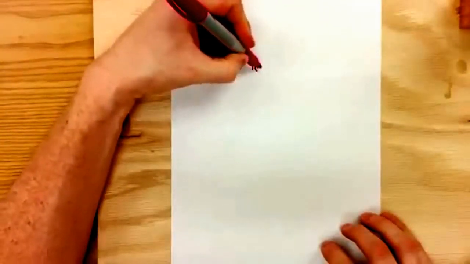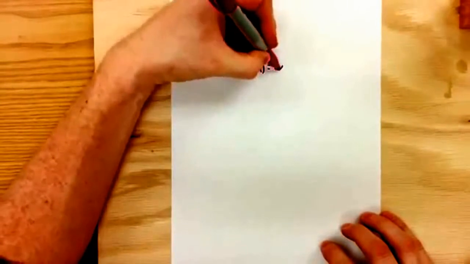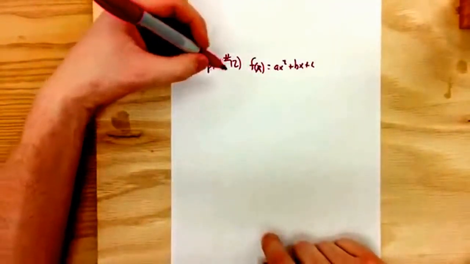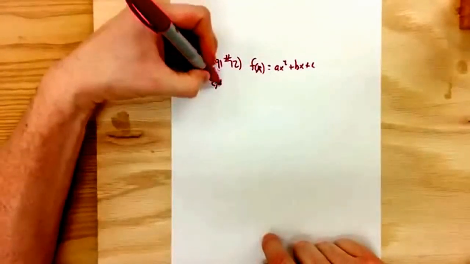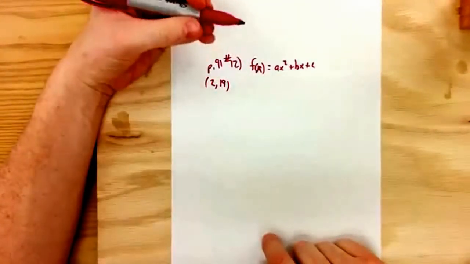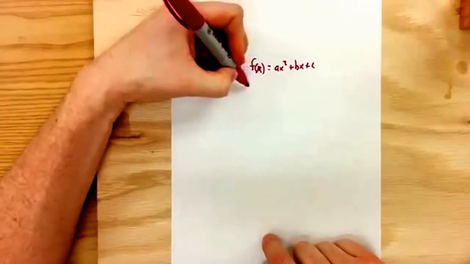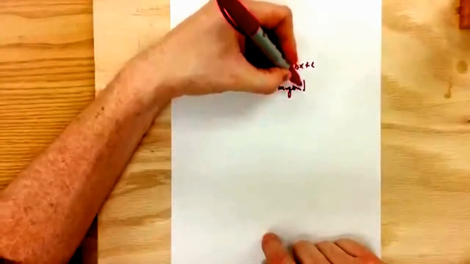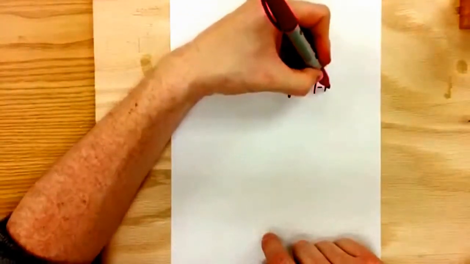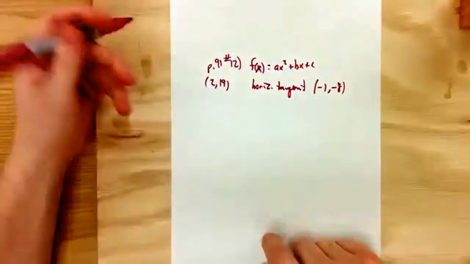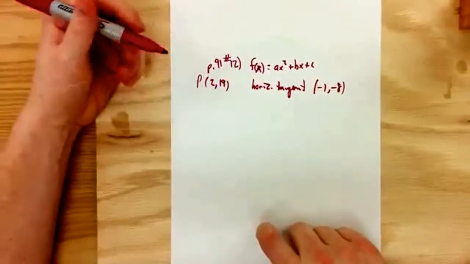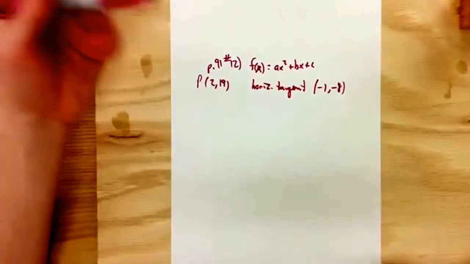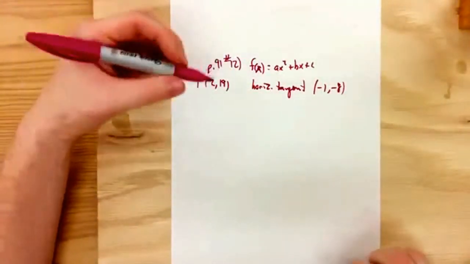So we're dealing with a quadratic in this form, ax squared plus bx plus c. And we know that it goes through the point (2, 19), and it has a horizontal tangent at (-1, -8). So with those two pieces of information, we can actually get three pieces of information. We're just going to get a third piece here.